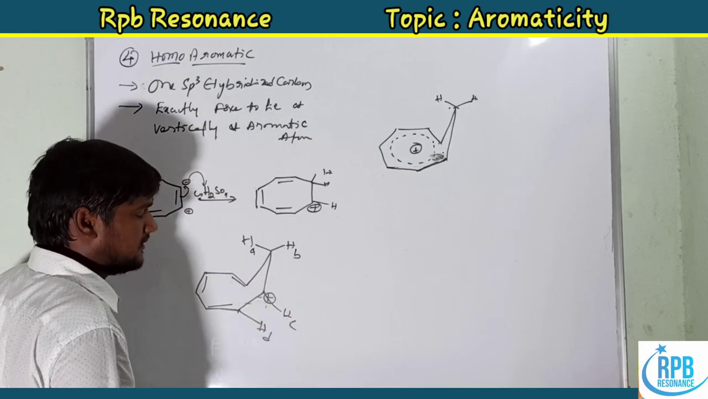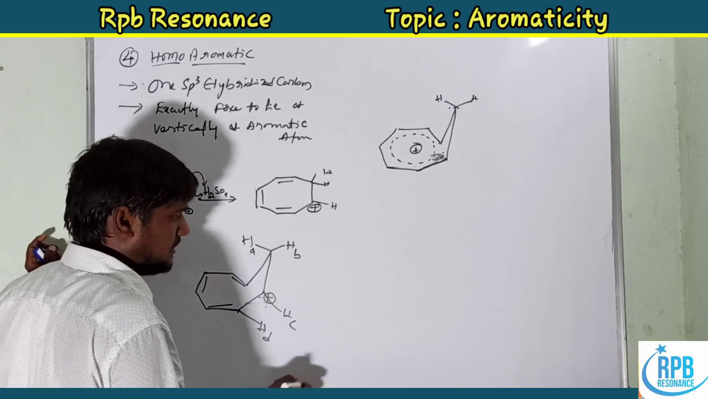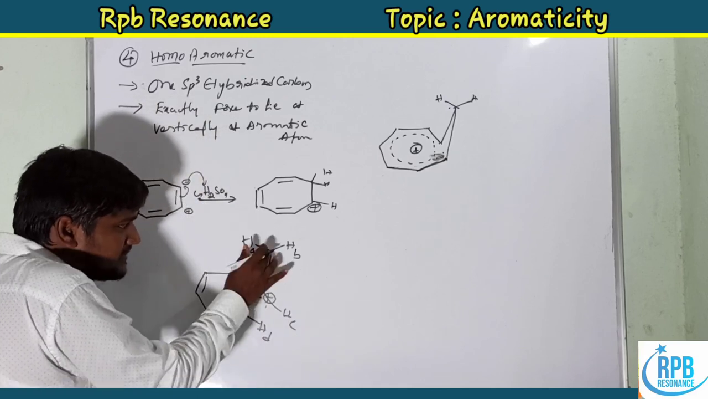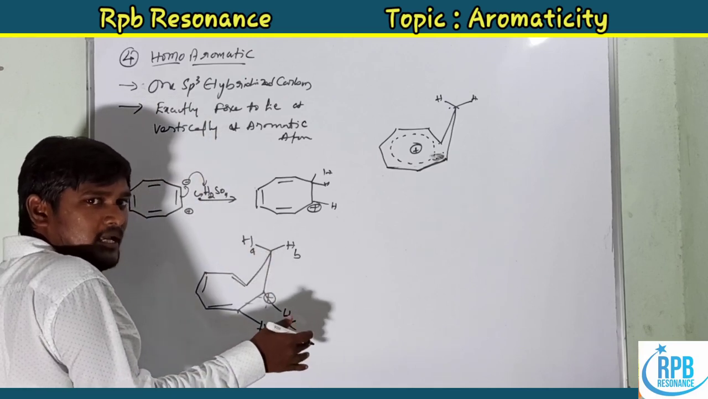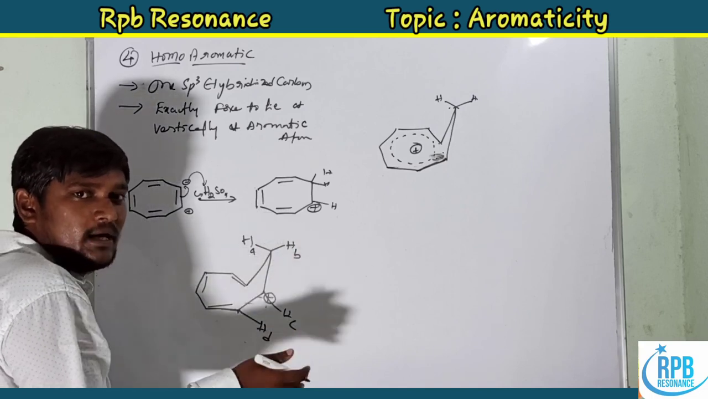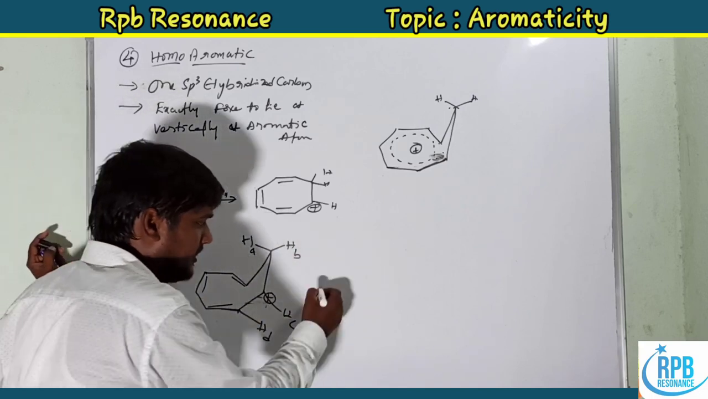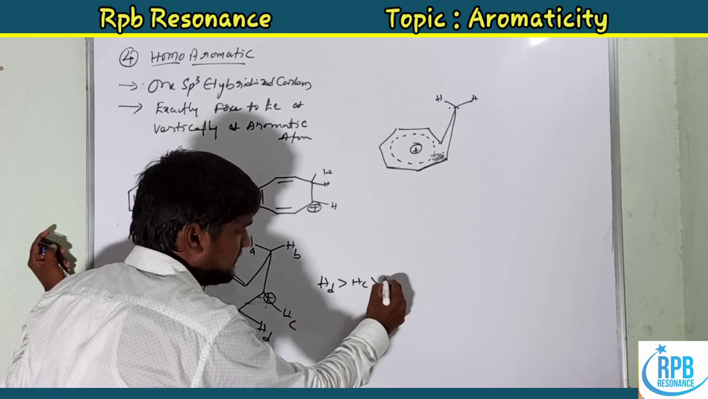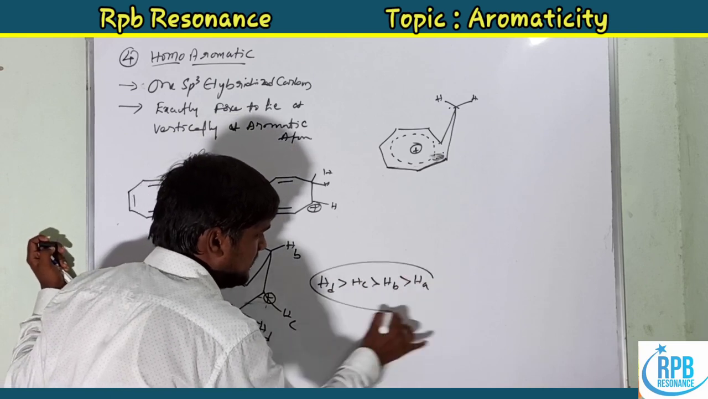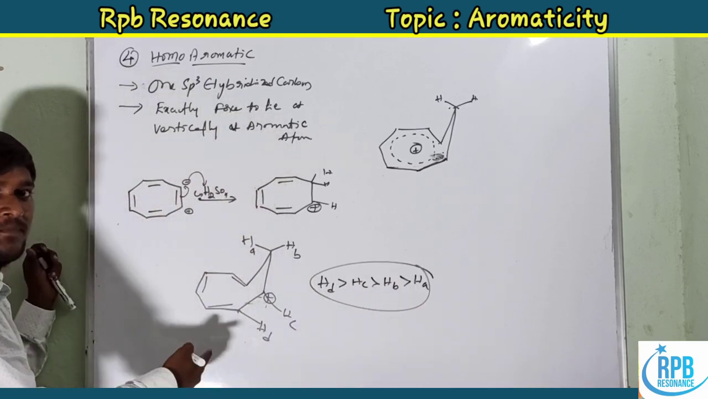The next video is on aromatic compounds in H1 NMR. Okay, now here there are four atoms. Arrange their four delta values, that means chemical shift values. Simply, HD is greater than HC, which is greater than HB, which is greater than HA. Okay, if it is possible, I'll explain in the next video.